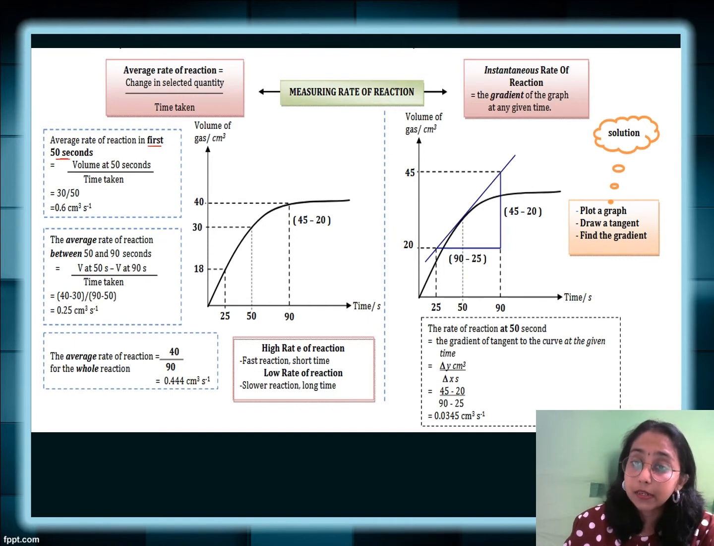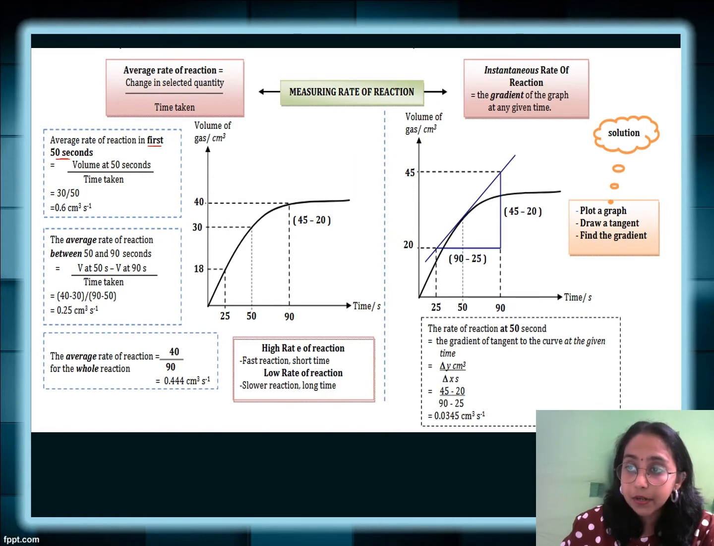Be able to do the calculation with tables, the data represented in the table. So how to go about it? In a while I'll show you a few examples of questions, and I will teach you how to do the calculations as well. Okay, so now I hope you are clear about the average rate of reaction. So now we're going to look at instantaneous rate of reaction.